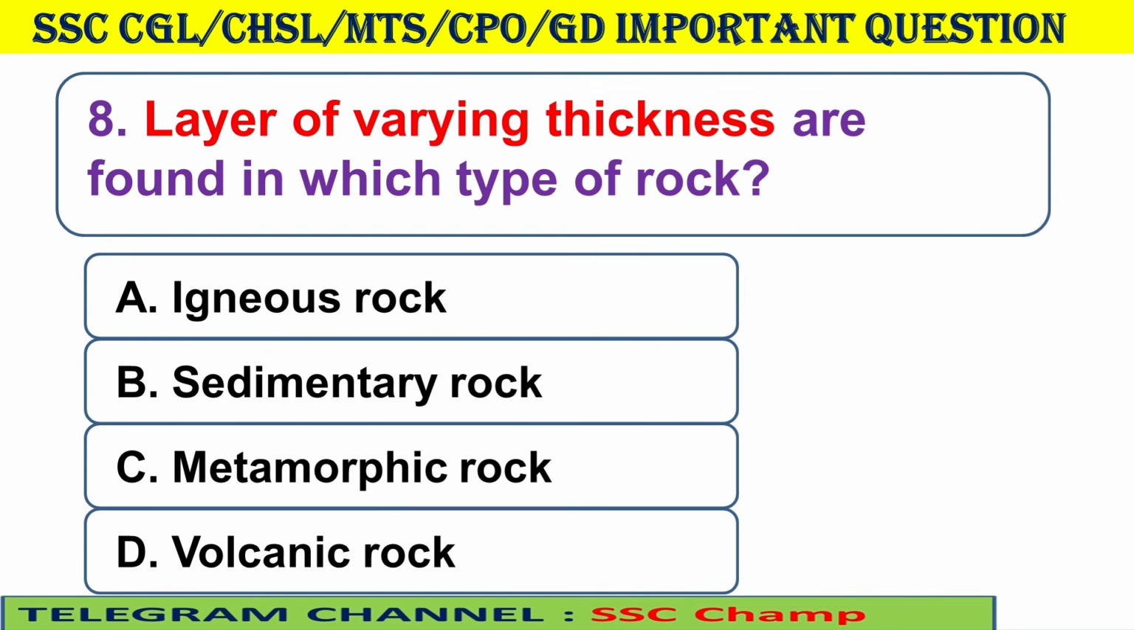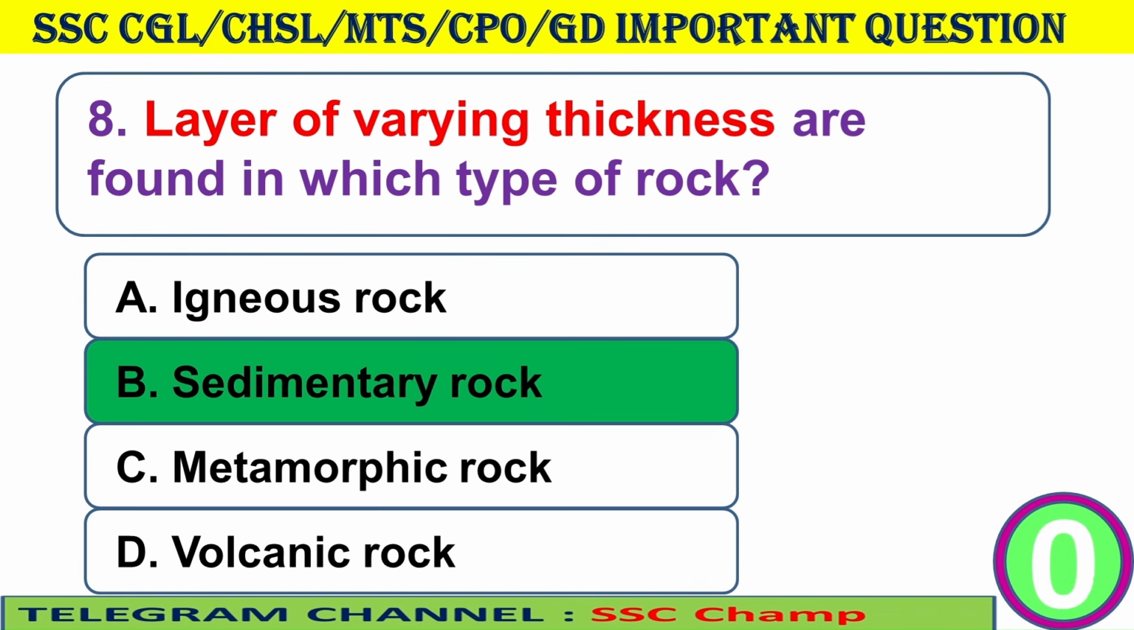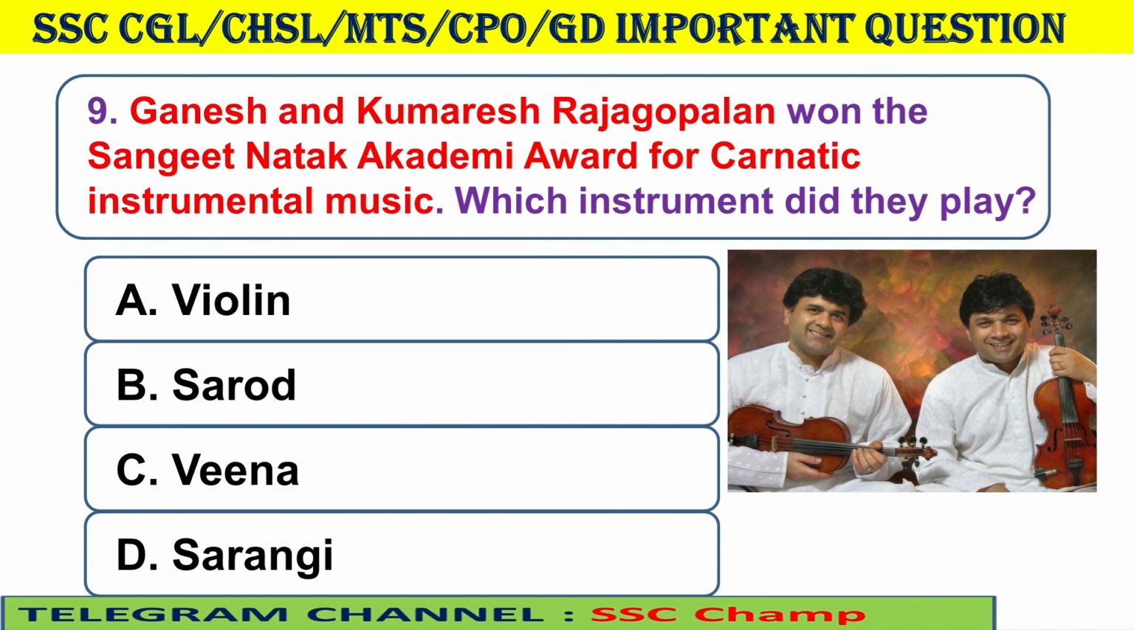Option A, igneous rock. Option B, sedimentary rock. Option C, metamorphic rock. Option D, volcanic rock. Correct answer, sedimentary rock. Ganesh and Kumaresh Rajagopalan won the Sangeet Natak Akademi Award for Carnatic Instrument Music.